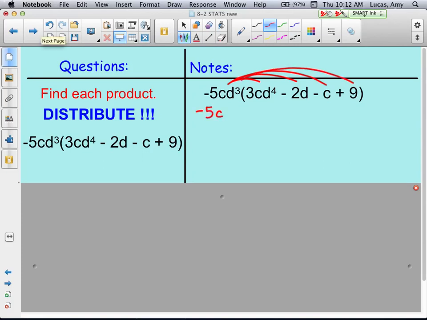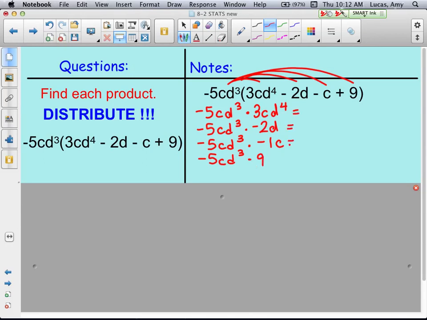So negative 5cd to the third power times 3cd to the fourth power. Then we multiply it by negative 2d. We multiply it by negative 1c. And last but not least, multiply it by 9. Okay, so being very careful here, I am going to write my 1's in. Okay, now we're ready to go.